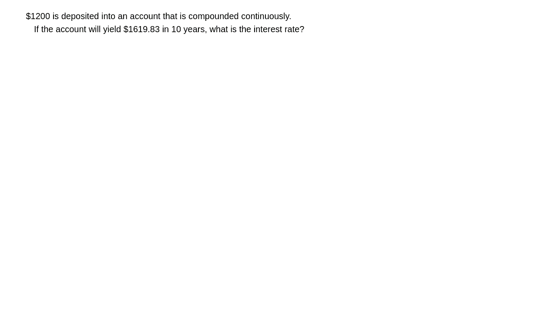So again, we have to know which formula we're going to use. When we see that word continuously, we know that we're using the PERT formula, which is A equals P times e to the RT power. In this case, we know that $1,200 was deposited, so we're going to put that in place of P.